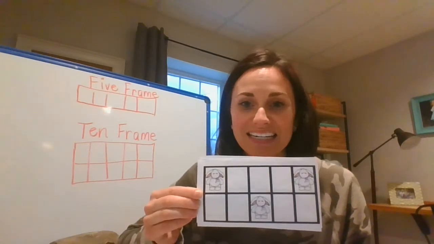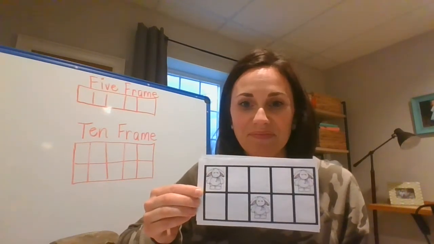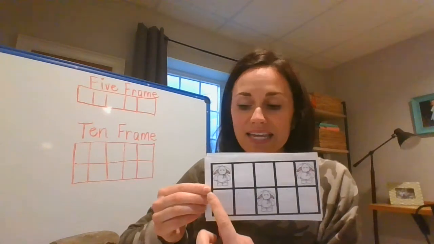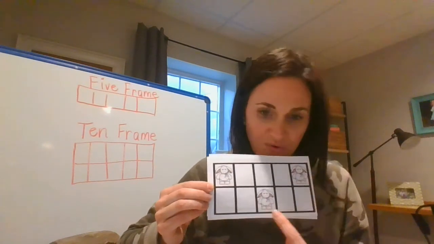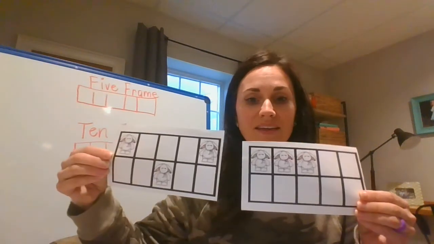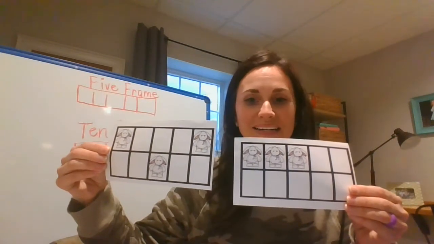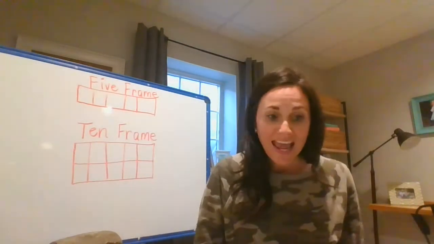How many do you see? Can you say it out loud? I see 3. I see 1, 2, 3. And this is what we're used to seeing. Same number. Did you store that picture in your brain?